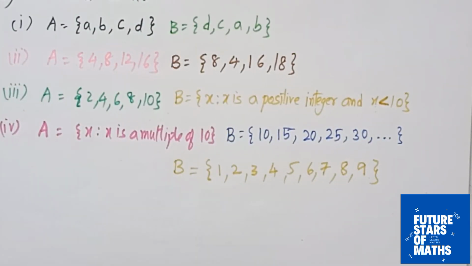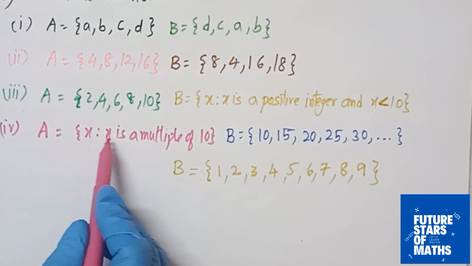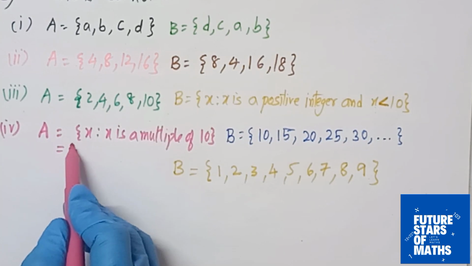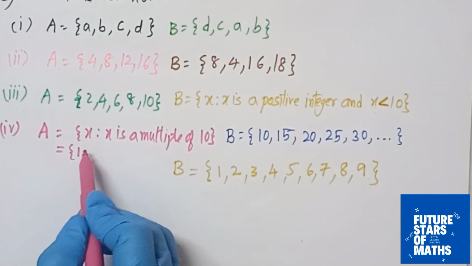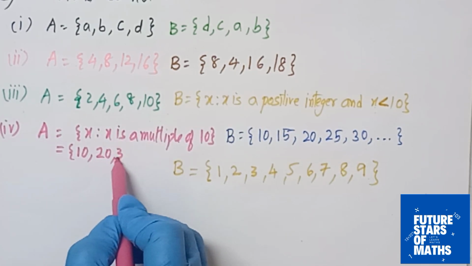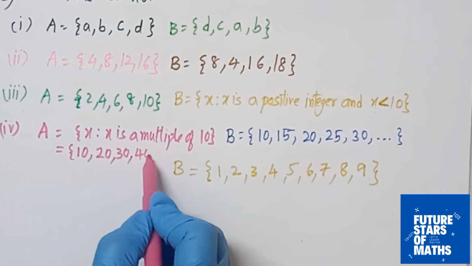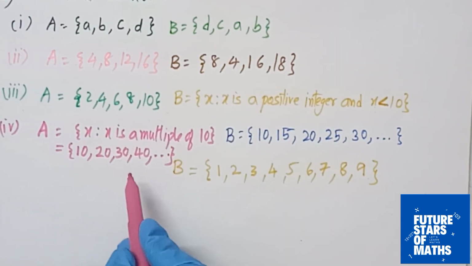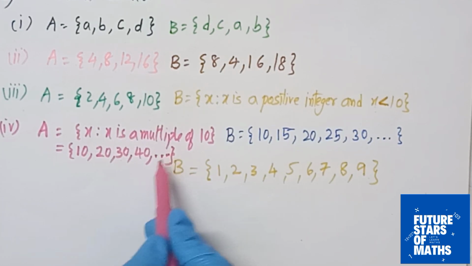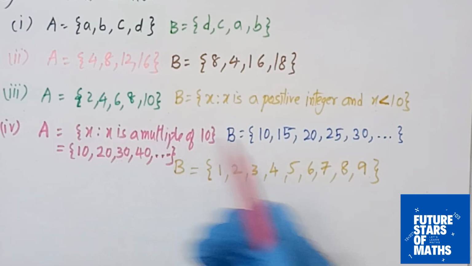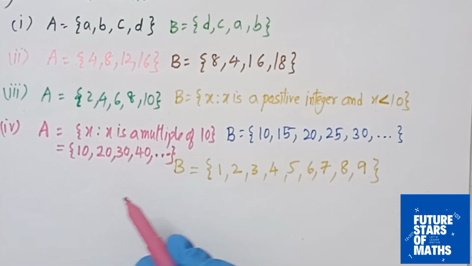Now here in this fourth bit, what do we have? A equal to x such that x is a multiple of 10. That means what will be the answer for this? The 10 table. The multiples of 10. That means 10, 20, 30, 40 and so on. So this is an infinite set. When we write like this, that means it is infinite. That is, the last element is not known. We can write many more here.